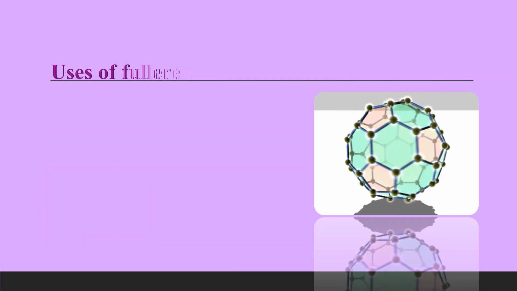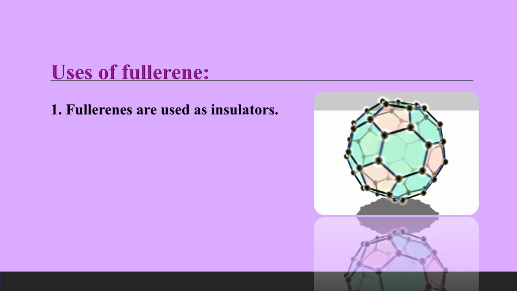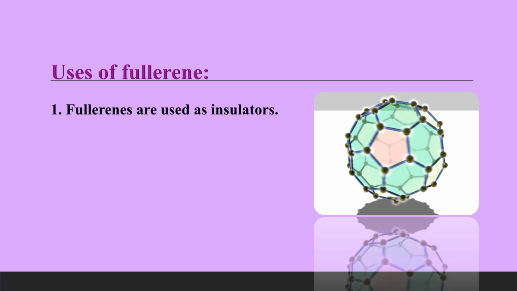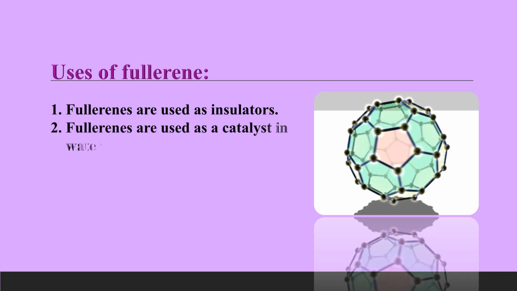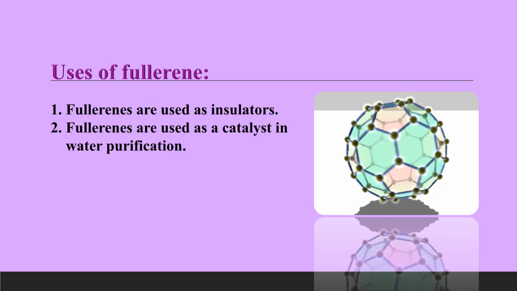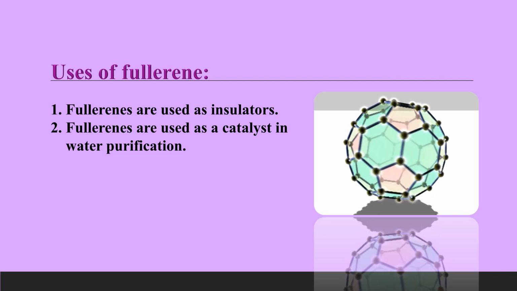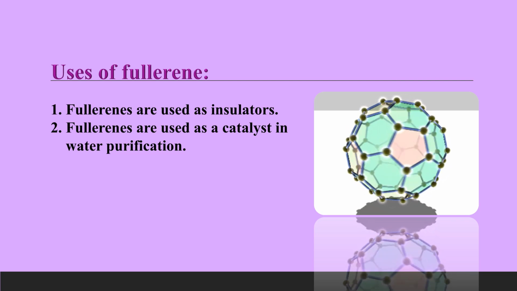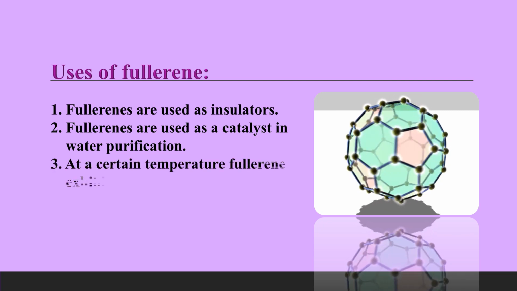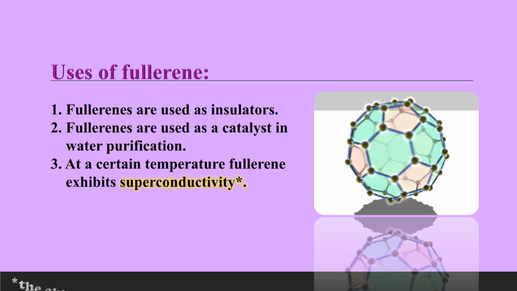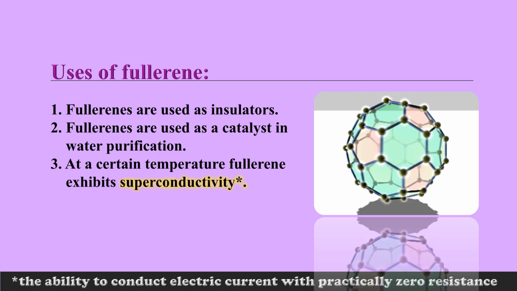Uses of fullerene. It is used as an insulator, meaning when you don't want to get a shock, and something that does not conduct electricity is called an insulator. They are also used as catalyst in water purification. Now, when water is being purified, the process takes a very long time. So this fullerene is added as a catalyst. It helps the reaction to take place faster. At a certain temperature, fullerene exhibits superconductivity, means it conducts electric current with no resistance at all.